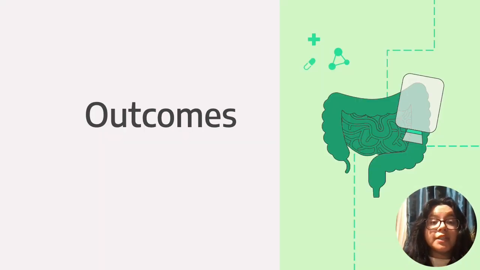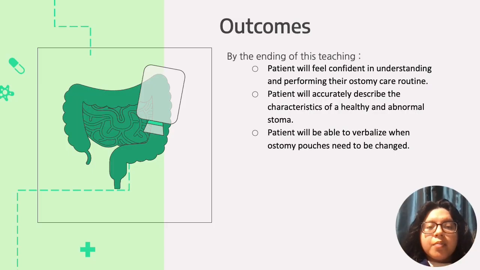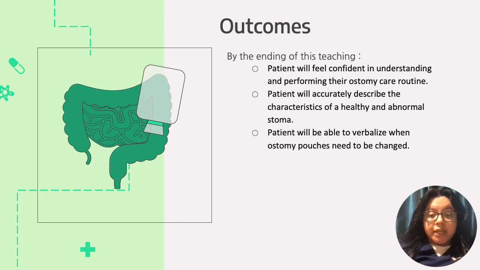Now let's start discussing the outcomes that are expected for the patient. Patient outcomes: by the end of this teaching, the patient will feel more confident in understanding and performing their ostomy routine. Patients will accurately describe the characteristics of a healthy and abnormal stoma. The patient will be able to verbalize when the ostomy needs to be changed.